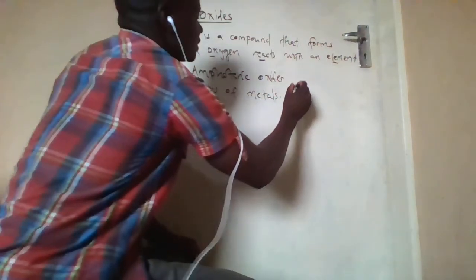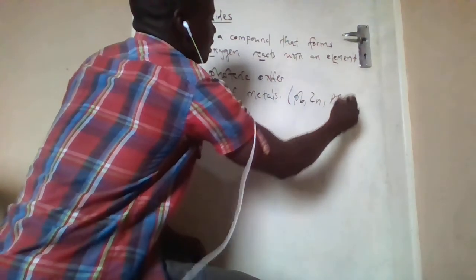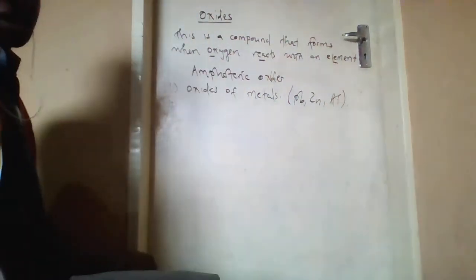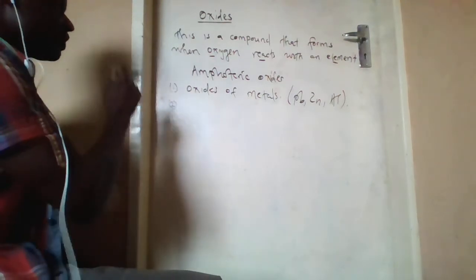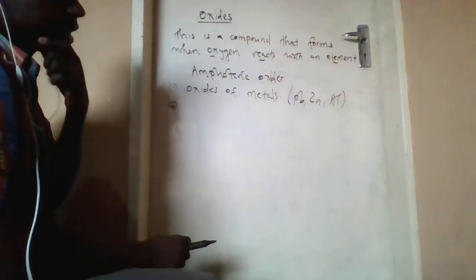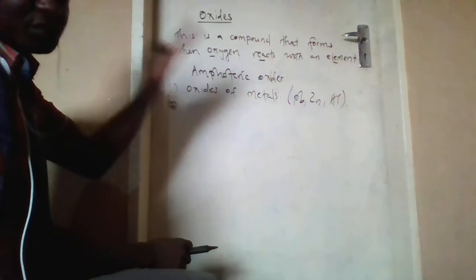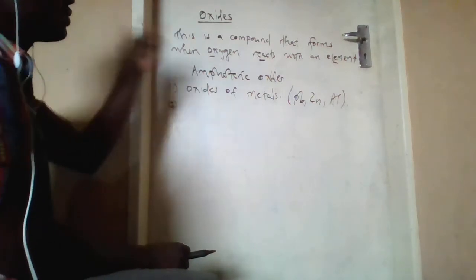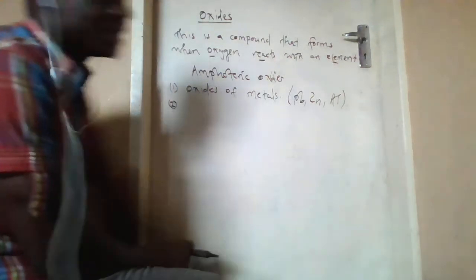And these metals should be either Pb, lead, zinc, or aluminium. Only those three. Any other element, if you put iron there, it's not going to be amphoteric. It's going to be basic. If you put copper, sodium, magnesium, or calcium, those are going to be basic. But we're saying oxides of metals, and these are the only metals.